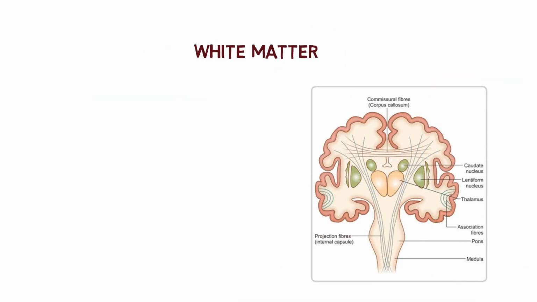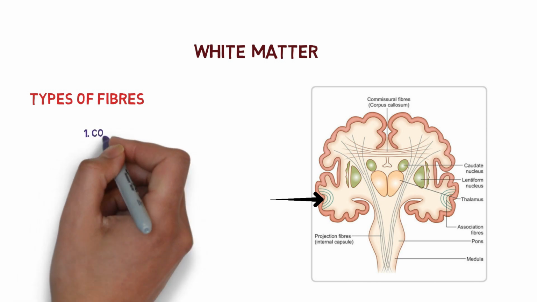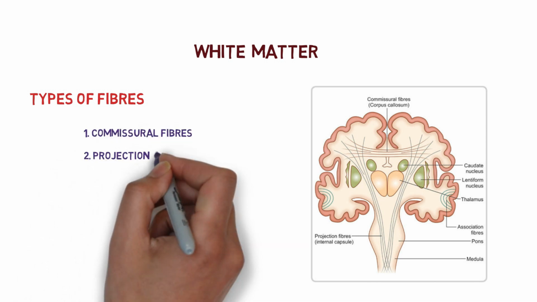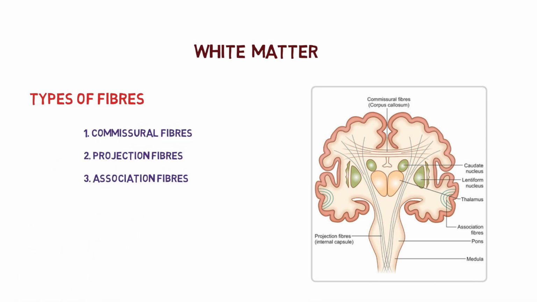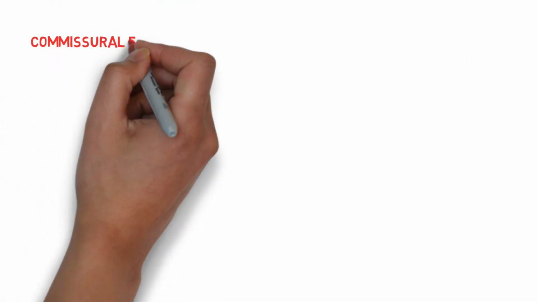So look at this diagram. There are three types of fiber. Here we have the commissural fibers. These are the projection fibers, and these are association fibers. So there are three types of fibers, that is commissural fibers, projection fibers and association fibers. So let's look at them one by one. The first one is commissural fiber.